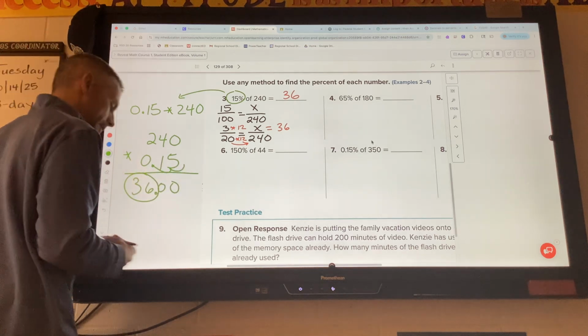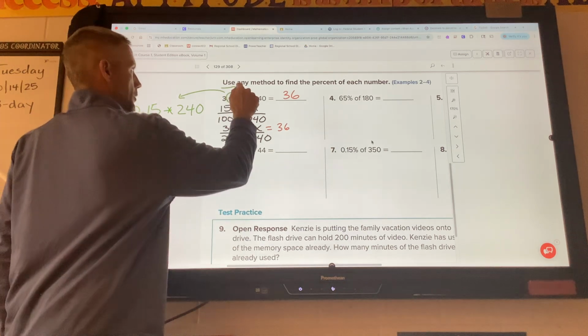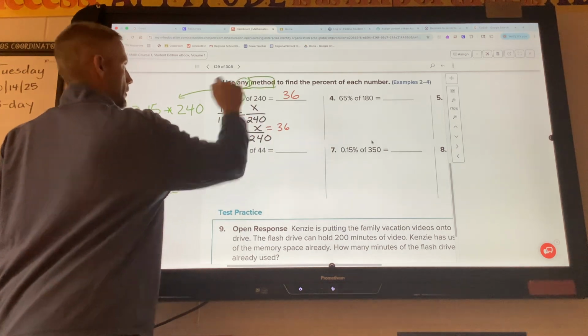So that's actually 3 ways to do it. It doesn't matter which way you do it. It says choose any method to solve.